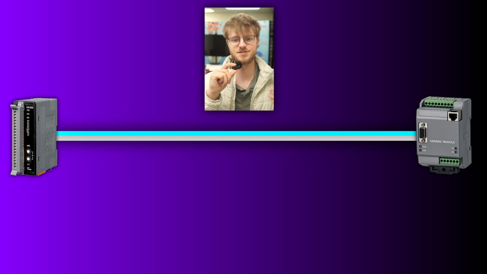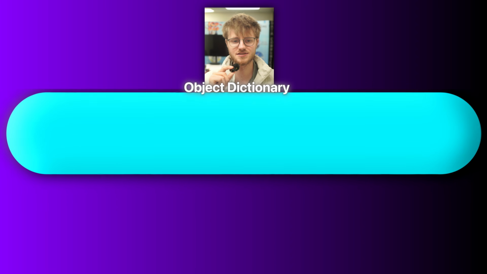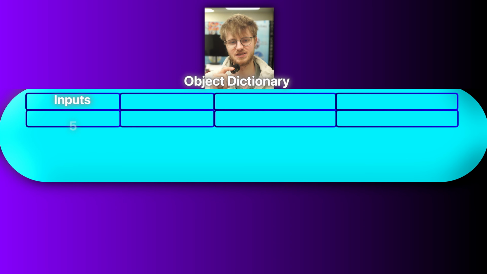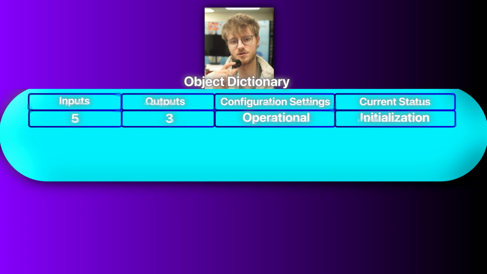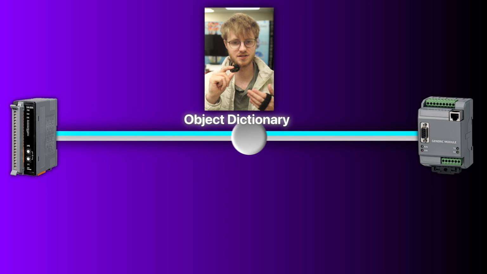Now, the way that CANopen establishes that common language is through something called an object dictionary. Every CANopen device has one, and it's essentially a table that describes everything about that device, its inputs, its outputs, its configuration settings, and its current status. Because every device follows the same structure, when the client needs to read a value or send a command, it always accesses that object dictionary the same way every single time, which means two devices from completely different manufacturers will always work together without any custom integration work.